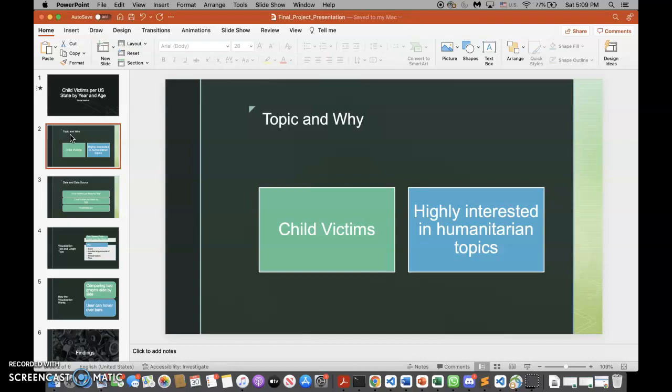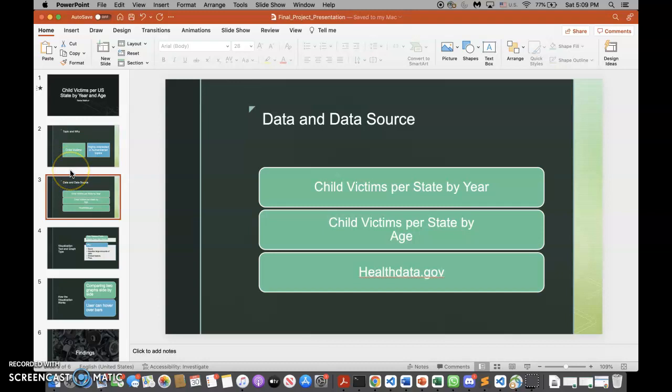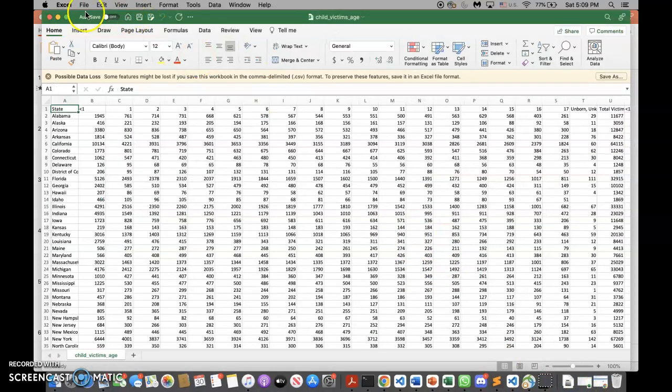I chose this topic because I'm always very interested in humanitarian related issues. And I got this data from healthdata.gov. On the site, you can find data on a wide range of topics with over 4,500 datasets, including environmental health, medical devices, and more. The data is collected and supplied from agencies from the US Department of Health and Human Services, as well as state partners. And I can show the data here real quick.